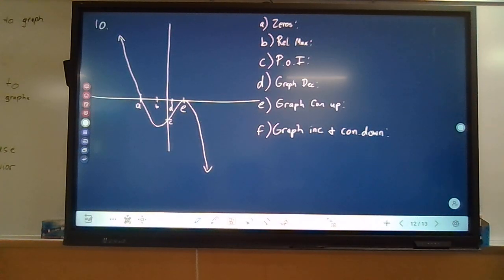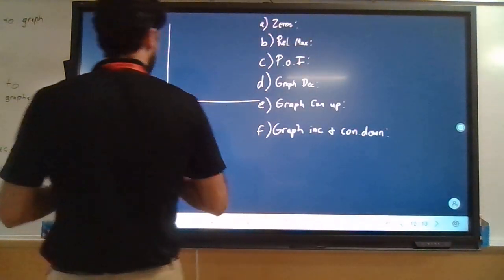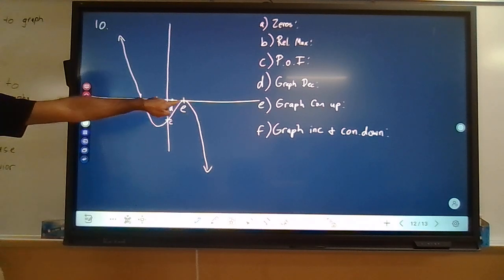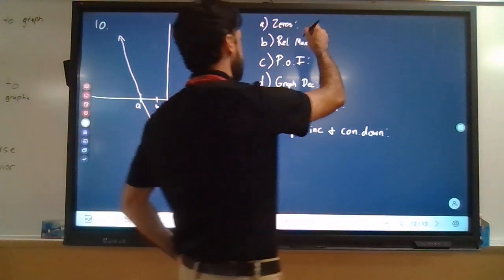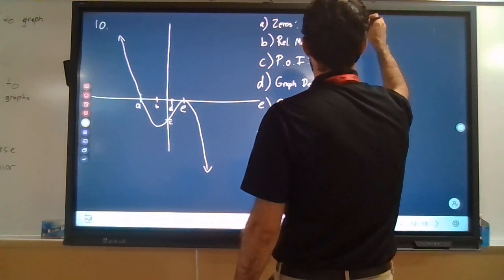Number 10, I'm going to split this up over 2 slides because there's a lot of questions here. So, first question is asking for the zeros. So zeros occur anytime the graph either passes through or bounces off the x-axis. All right, so we have 2 zeros. We're going to write them as x equals a and as x equals e.